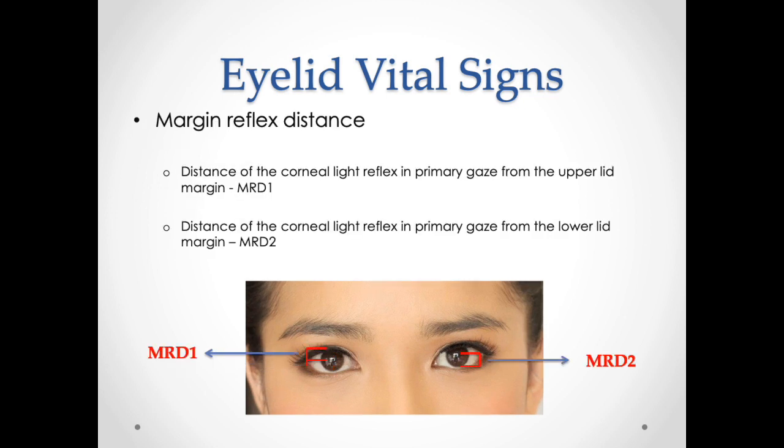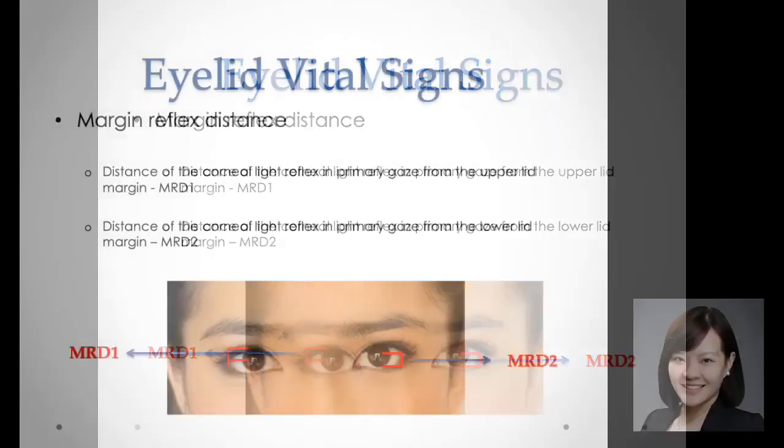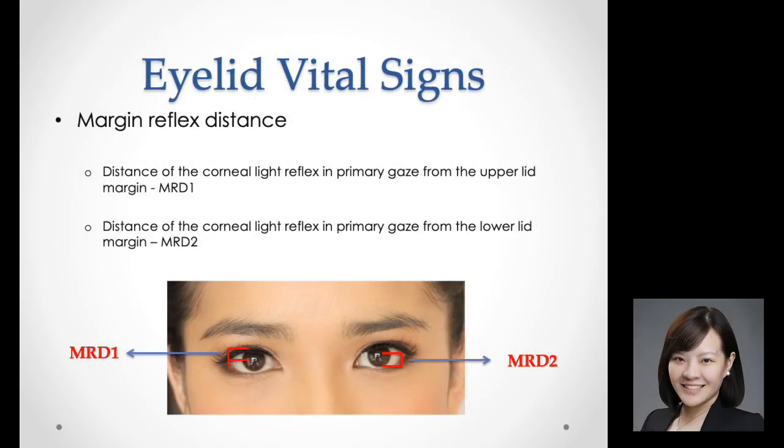Margin reflex distance is the distance of the corneal light reflex in primary gaze from the upper lid margin, that would be your MRD1, and the distance of the corneal light reflex in primary gaze from the lower lid margin, that would be your MRD2. As the examiner shines a light in front of the patient, make sure that the patient is fixating in primary gaze. This is what you measure. In my practice, I only measure the MRD1, which is more important. Just remember that the upper eyelid ideally is positioned around 1.5 to 2 millimeters below the upper limbus.